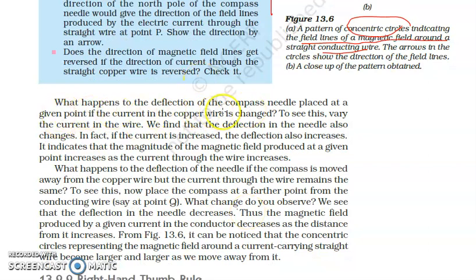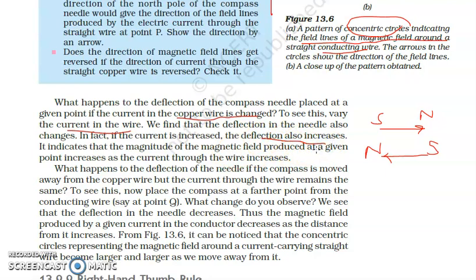What happens to the deflection of the magnetic compass if the current in the copper wire is changed? Of course, to see this, vary the current in the wire. If we vary the current, the direction would be the same, but they will be arranged in such a way. Means, for example, if the north end of the needle was earlier in this direction and the south end in this direction, when we reverse the current, the north end will come towards this side and the south end towards this side. We find that the deflection in the needle also changes. This we know. In fact, if the current is increased, the deflection also increases.